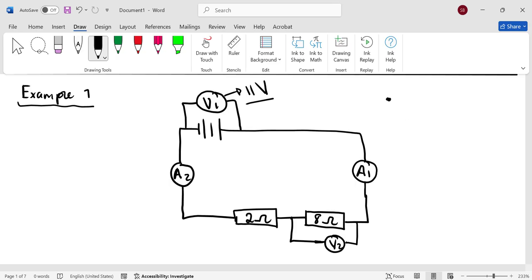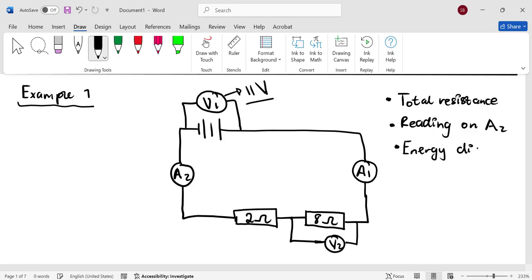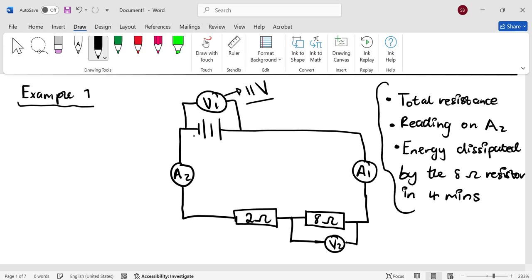The three questions that we must answer: they want us to calculate the total resistance, they want us to calculate the reading on A2, and they want us to calculate the energy dissipated by the 8 ohm resistor in exactly 4 minutes. Okay, so these are the questions that we must answer.